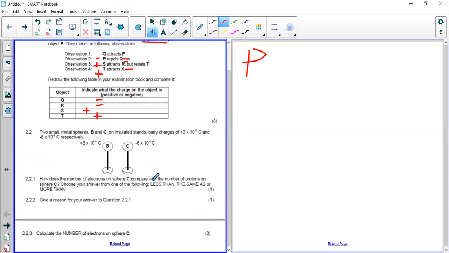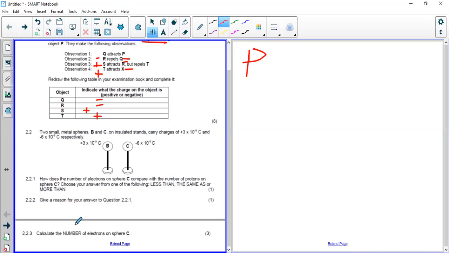2.2.1: How does the number of electrons on sphere C compare with the number of protons on sphere C? Sphere C is this one. We've got a negative, so negative means there are more electrons than protons. So the answer is more than, because it's negative. That's why we've got a negative charge. There are more negatives than positives, hence the overall charge is negative.